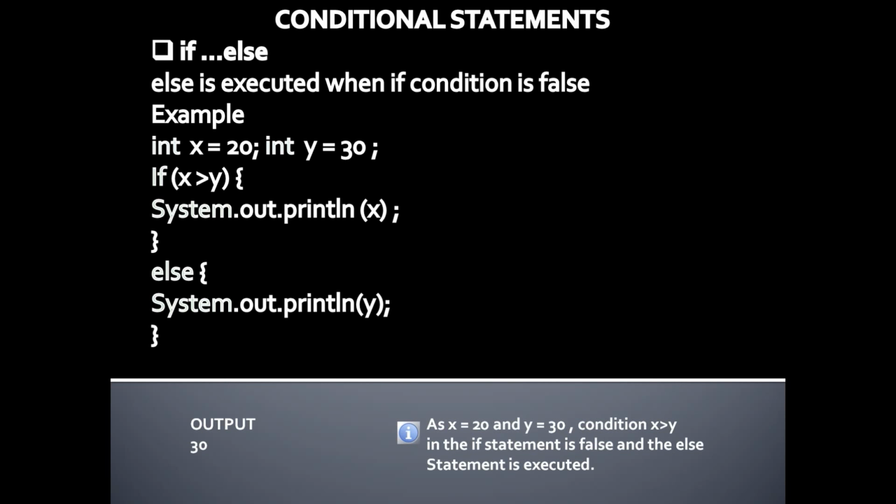Else is executed when if condition is false. Below is the example. The output is 30 as x is equal to 20 and y is equal to 30. Condition x greater than y in the if statement is false and hence else statement is executed.